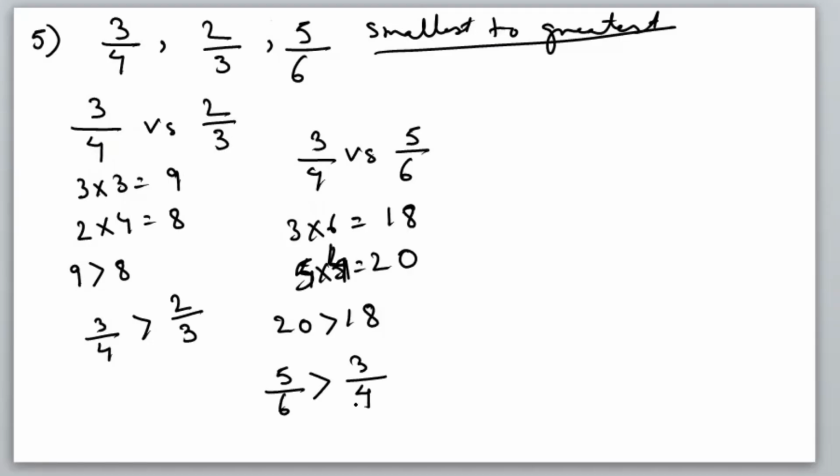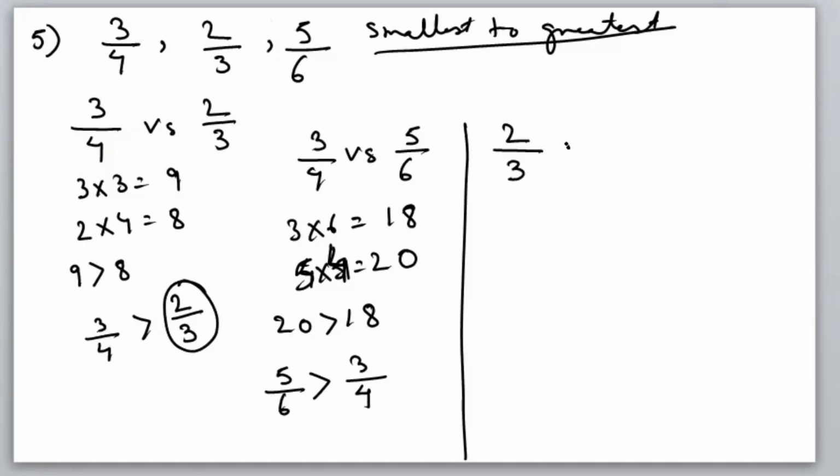Now what did we get? We got that 5 over 6 is greater than 3 over 4, and 3 over 4 was greater than 2 over 3. So 5 over 6 will be greater than 2 over 3, because 3 over 4 is greater than 2 over 3. So how can we arrange our answer? From smallest to greatest. This one is the smallest: 2 over 3, then 3 over 4, then the greatest will be 5 over 6. This will be our final answer. I hope till now it's clear to everyone.